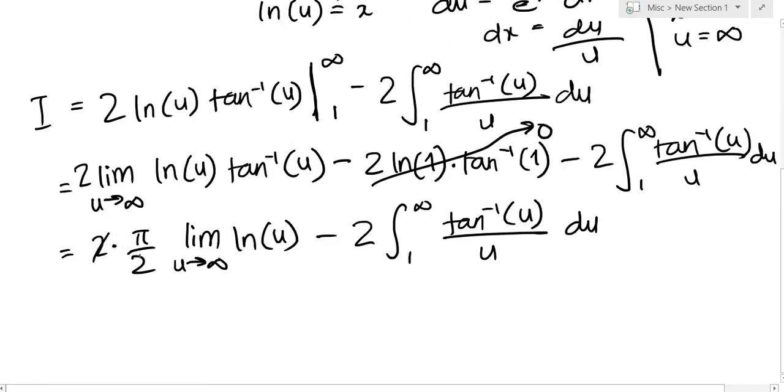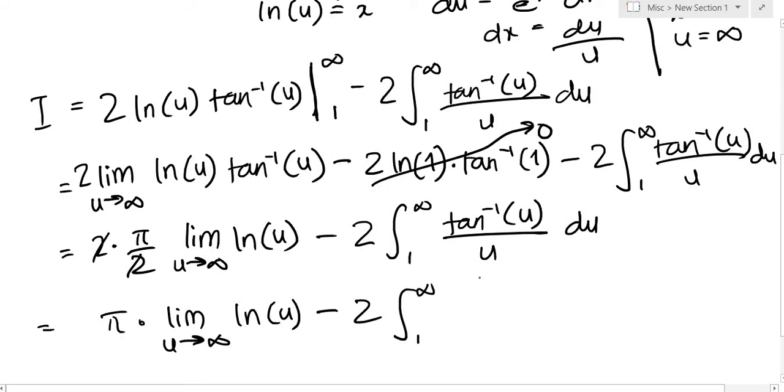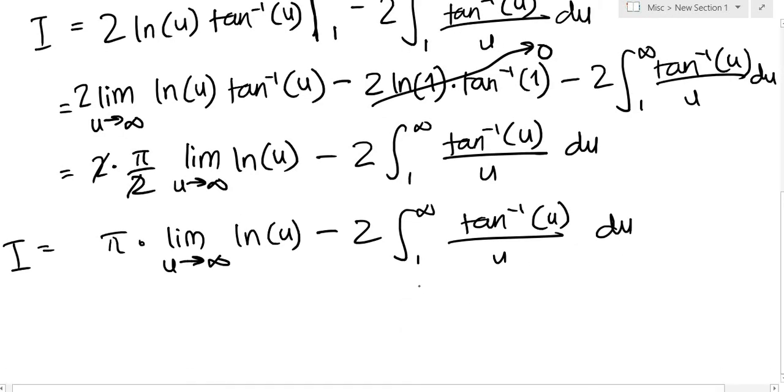So the 2's cancel out here, and finally we have pi times the limit as u goes to infinity of the natural log of u minus 2 times the integral from 1 to infinity of the inverse tangent of u over u du. And what was this? I, right? Well, before doing anything, we can't do much with this part, but we can certainly do much with this part.